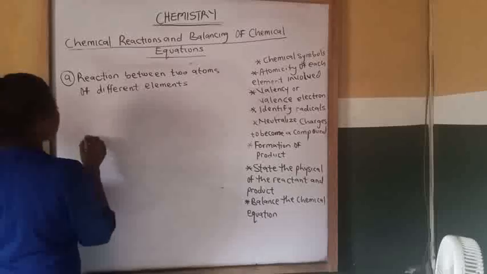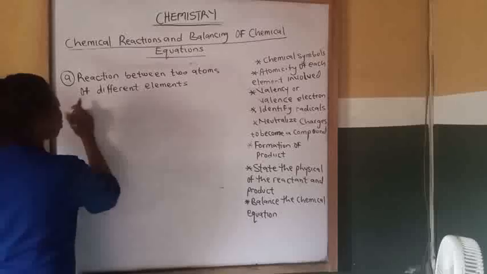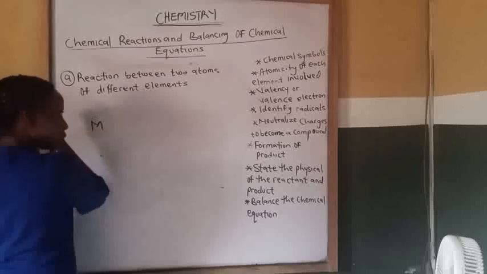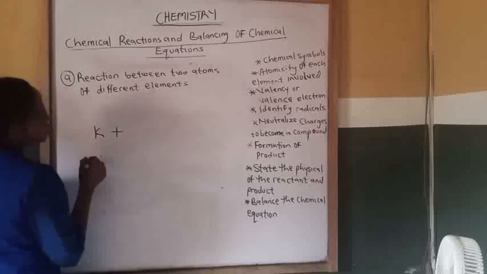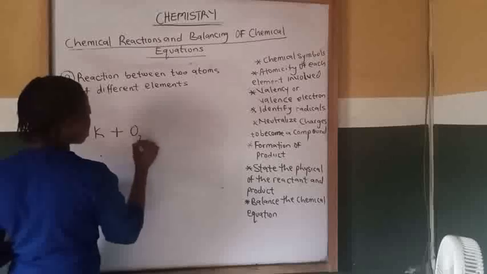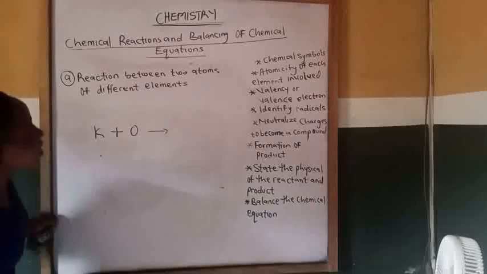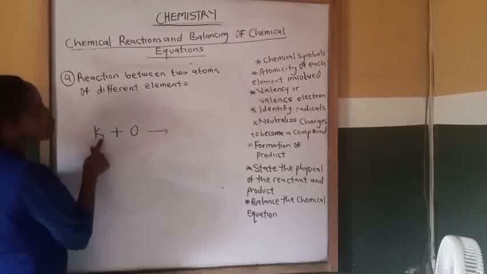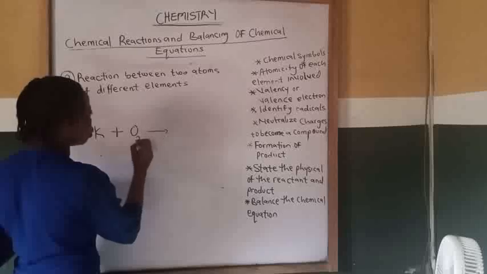Let's take the reaction between potassium and oxygen. Potassium and oxygen. So the first step, we assign their what? Their atomicity. So potassium is what? It is monoatomic, but oxygen is what? It is diatomic. So you have to put 2 at the base.